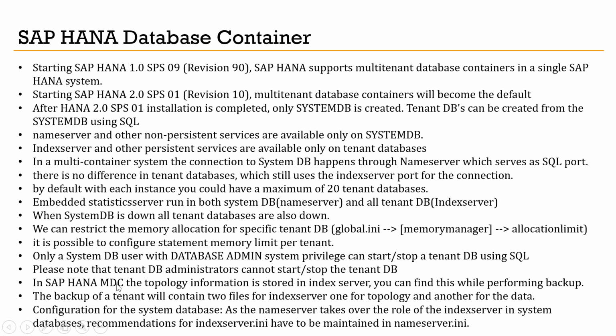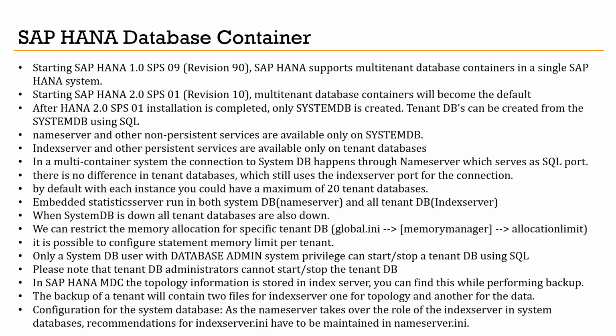In SAP HANA multi-database containers, the topological information is stored in the index servers. You can find this while performing the backup. So who stores the topological information? It is the name servers. The name servers in the systemdb hold the topological information about the system database. But what about the tenant database? The tenant database has its own topological information. Correct, so in the tenant database, index servers hold the topological information.